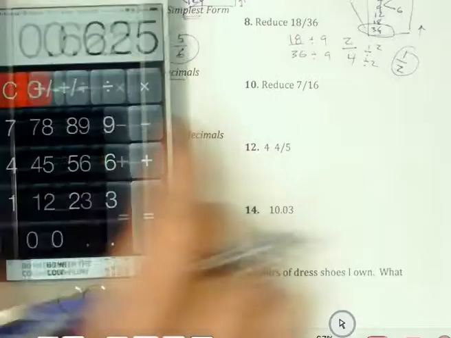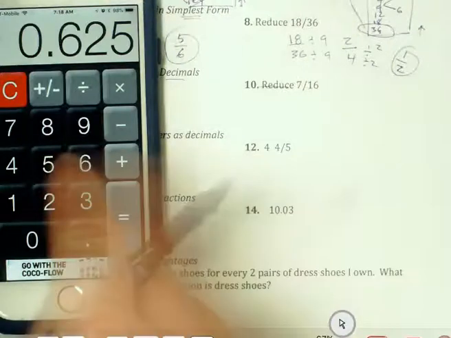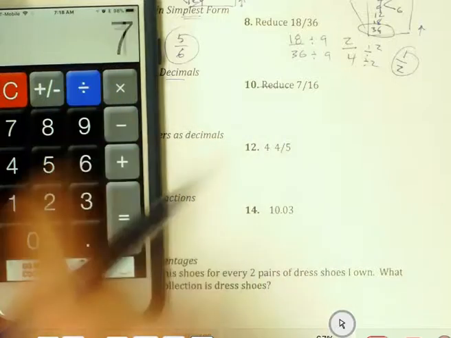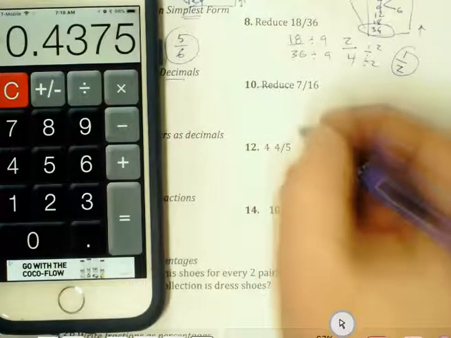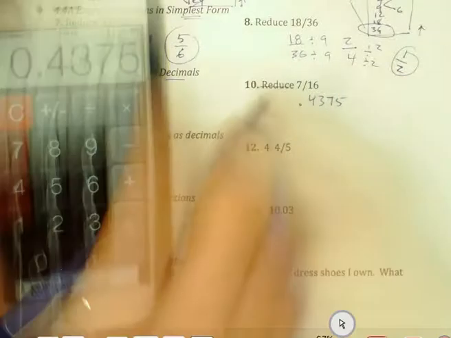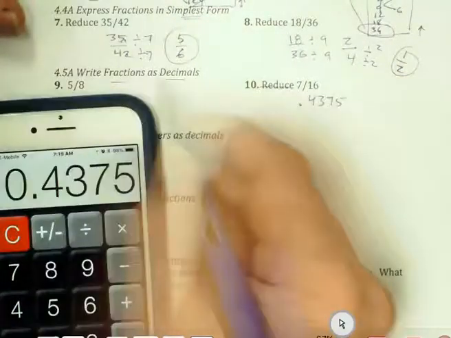And then, I'm sorry about that word. It shouldn't be there. It shouldn't say reduce. 7 divided by 16. That is 0.4375. There's my decimal. Again, with 7/16 a fraction as a decimal.